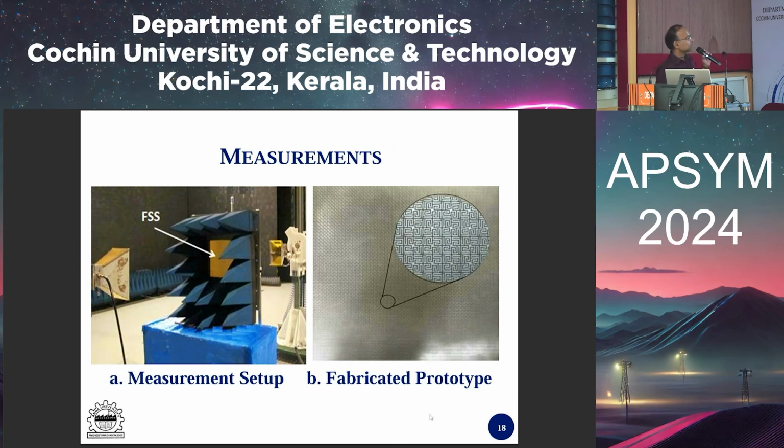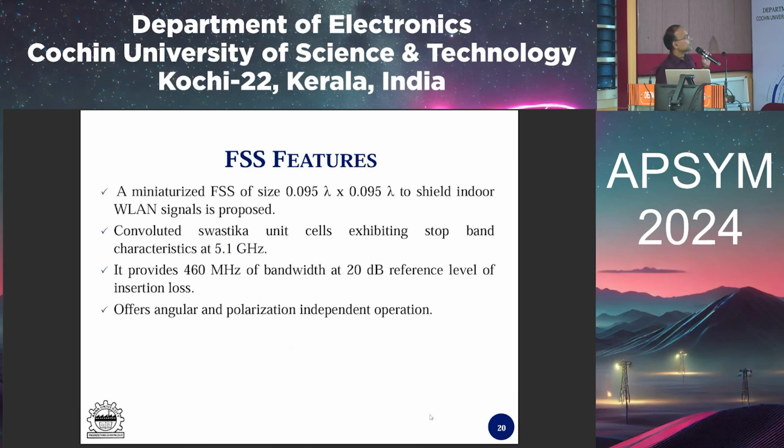And we did all these measurements at SAMEER in Chennai. And what are the features of this particular FSS? The miniaturized FSS, which is to shield the 5.1 GHz WLAN signal, is of dimension 0.095 lambda cross 0.095. At 20 dB reference level, we are able to provide 460 MHz of bandwidth. In recent papers, you could see even 1 GHz bandwidth is also possible. We have come up with such kind of FSS.